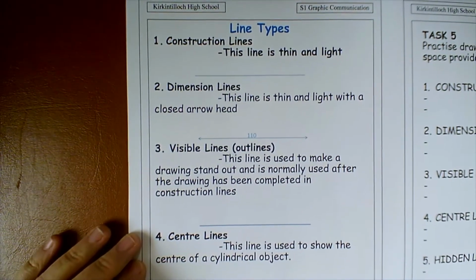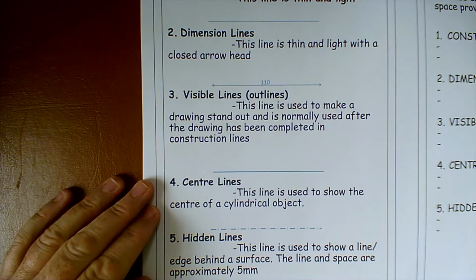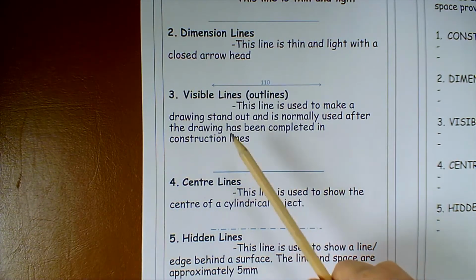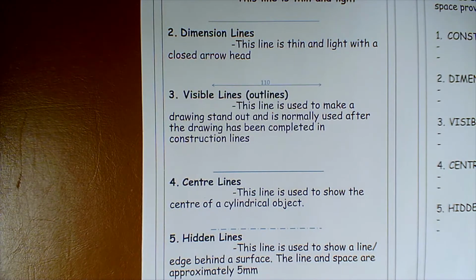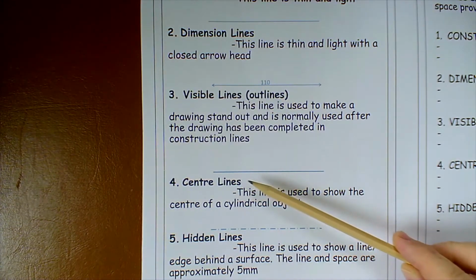Let's look at some other lines now. We have some visible outlines. These are the outlines, these are what we put round the object once we've drawn it. So we do our drawings initially in construction lines, really light lines. We put all the data down, and then we outline it to make the size and the shape of the object stand out.